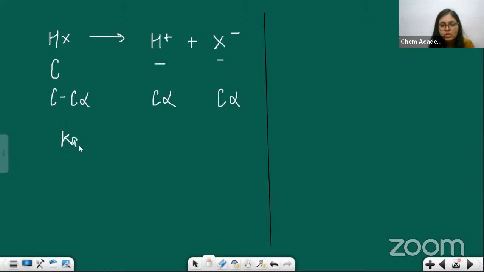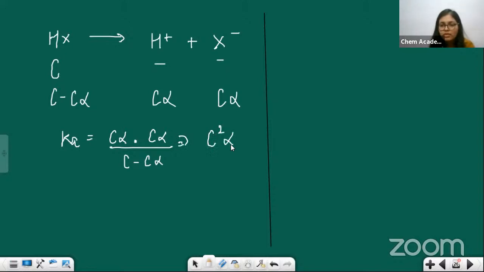Now, if I have to write the dissociation constant, it can be written as C alpha into C alpha divided by C minus C alpha. Where did this come from? This will be the concentration of H+ into the concentration of X- divided by the concentration of HX at time t.